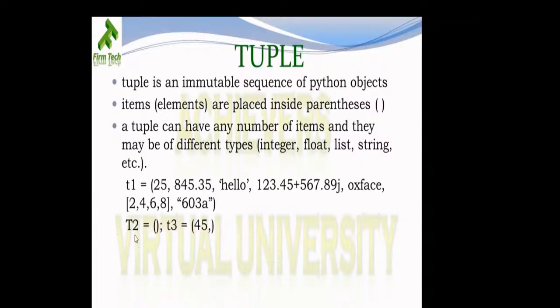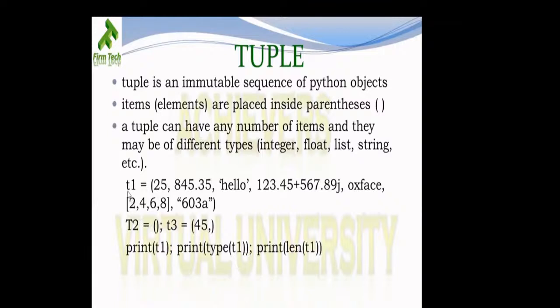And this T2 denotes an empty tuple. So there is no element inside this tuple. This denotes an empty tuple. And T3 is a tuple with a single element. And to write a tuple with a single element, we should use a comma after that first element.